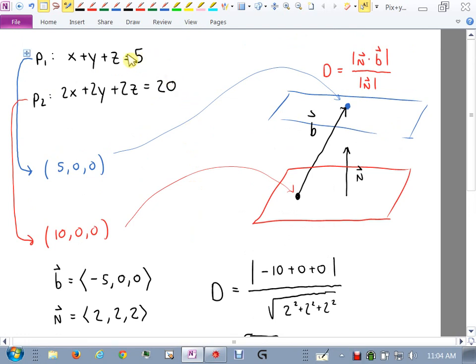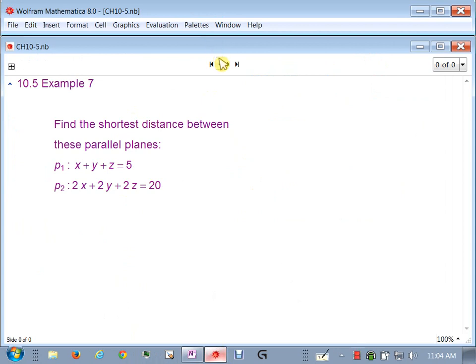So we only needed the equation of the first plane for what part of the problem? The only thing we needed the first equation for was to get a point, right? Once we got a point on that plane, the question became, what's the shortest distance from that point to the other plane? All right, so that was what we had finished with last time.